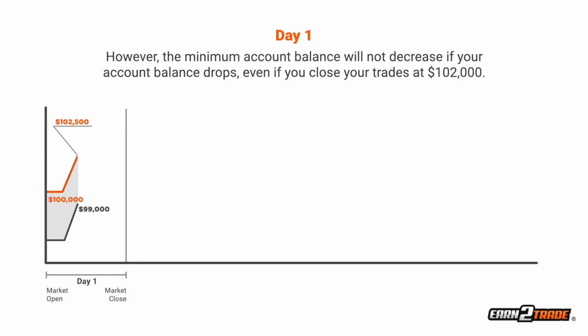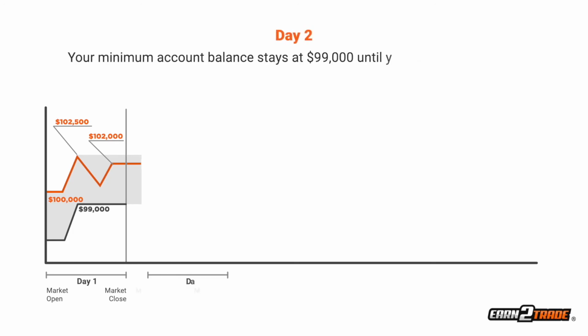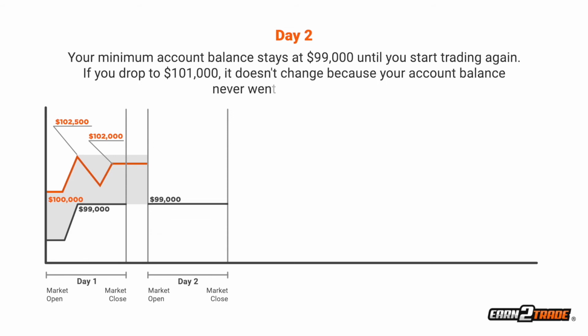However, the minimum account balance will not decrease if our account balance then drops from this point. Even if we were to close our trades at $102,000, despite the fact that we had already been at $102,500, our minimum account balance will still reflect the climb to $102,500. On day 2, let's say our minimum account balance is still sitting at $99,000 because we haven't traded again since day 1. If our account drops to $101,000 total, our minimum account balance doesn't change because our account balance still has yet to climb above $102,500.